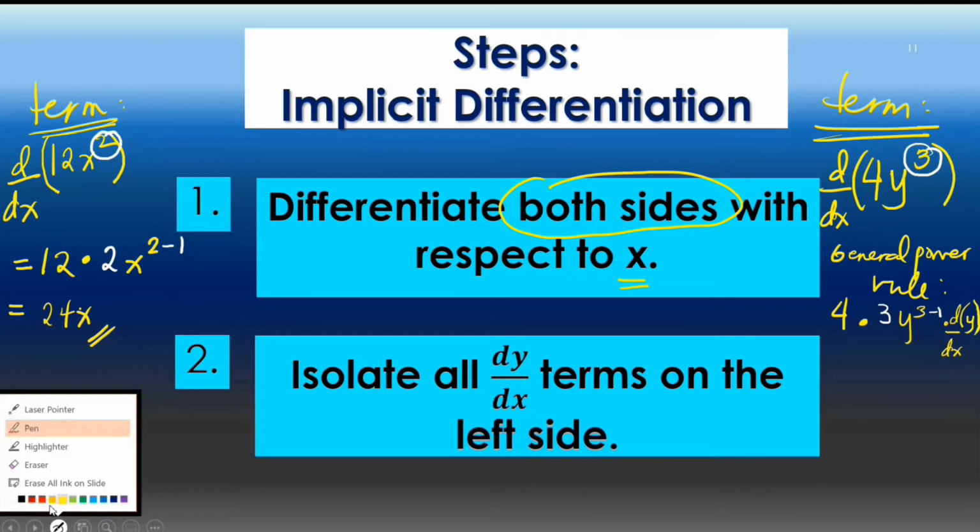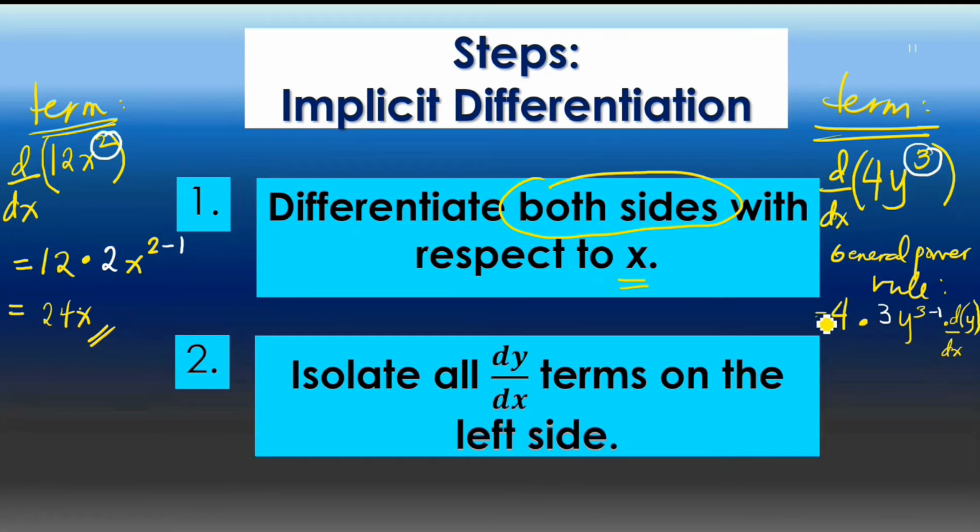Okay. Then you just simplify this. So we have 4 times 3, so that is 12 y to the power 3 minus 1, it will be squared. Okay. Then the derivative of y with respect to x.